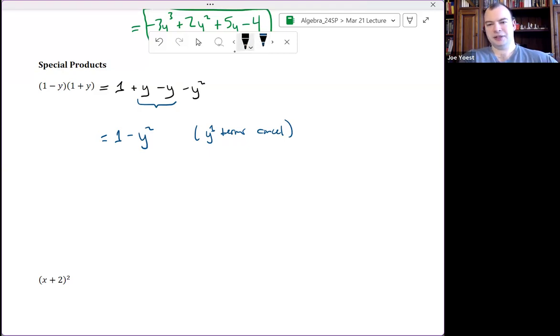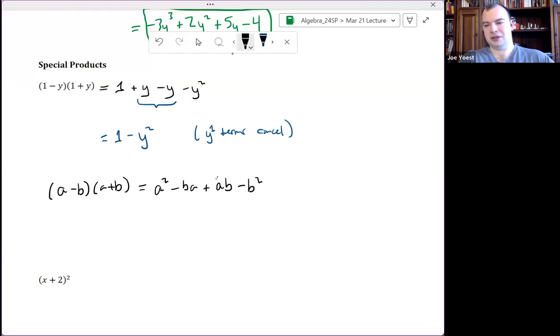Kind of more generally, if I had, say, a minus b times a plus b, this is what we sometimes call the cross term. The outers and the inners will also disappear. So it wasn't something special with 1 and y that made this work. Here, my firsts are a times a, or a squared. My inners are negative ba. My outers are plus ba, or plus ab. Same thing as plus ba. And then my lasts are minus b squared.